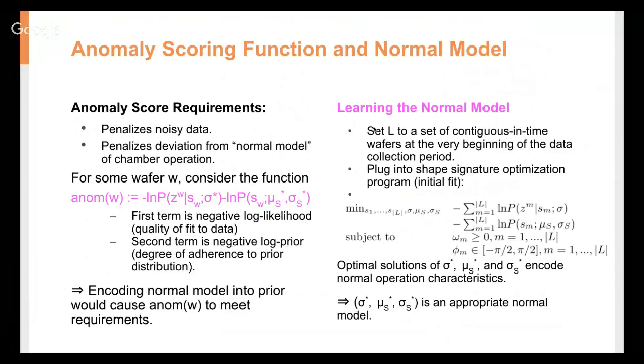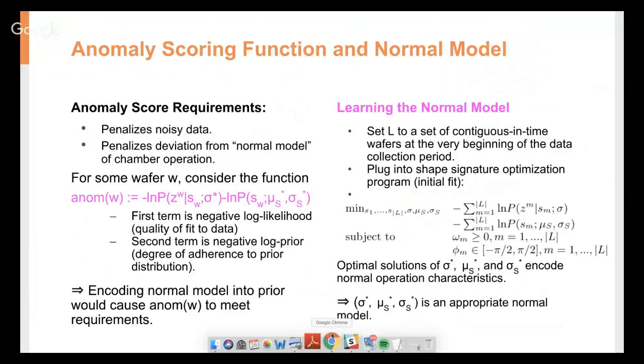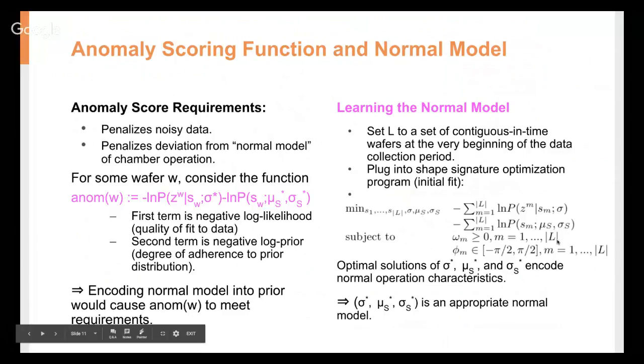I propose this way of doing it, where you assume the set of data that occurred at the very beginning of data collection to be normal. And really you have nothing else to work off of, because we don't have labels as to what's normal and what's not. So the best we can do is take something at the beginning and assume that's normal and work from there.